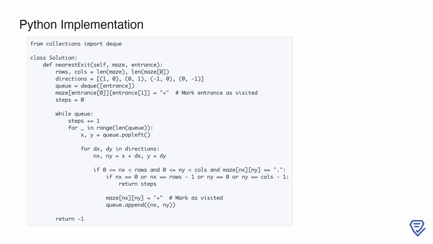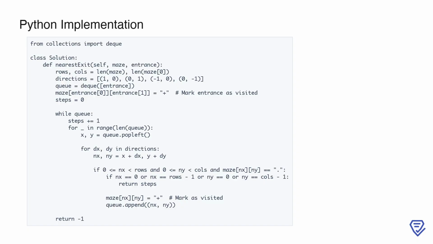If no exit is found in the current level, the valid neighboring cells are marked as visited and added to the queue for the next level of BFS. This ensures no cell is revisited, preventing infinite loops. If the queue is exhausted without finding an exit, the function returns -1, indicating no exit is reachable from the entrance. By marking cells as visited during traversal, the algorithm operates in O(m*n) time, where m and n are the maze dimensions, as each cell is processed at most once.